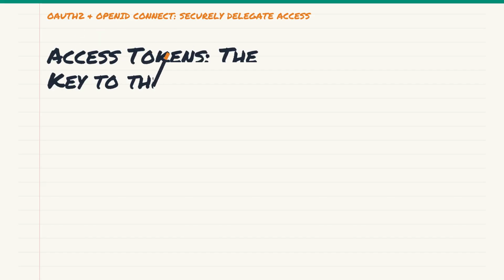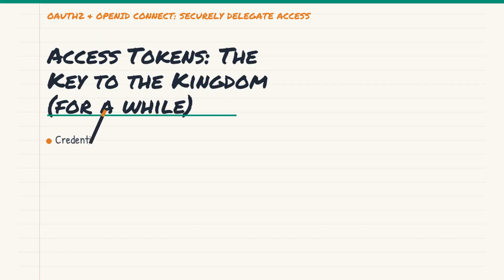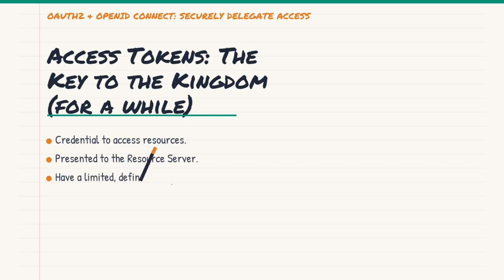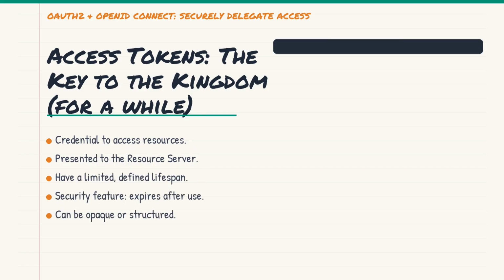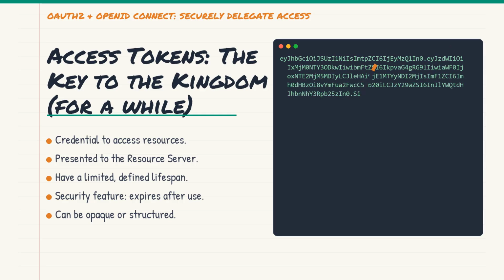So, we've gone through the flow, and the client has an access token. What is it? It's a credential that the client presents to the resource server to gain access to protected resources. Think of it as a temporary VIP pass. These tokens have a limited lifespan, they expire. This is a crucial security feature. If a token is intercepted or leaked, it's only useful for a limited time.